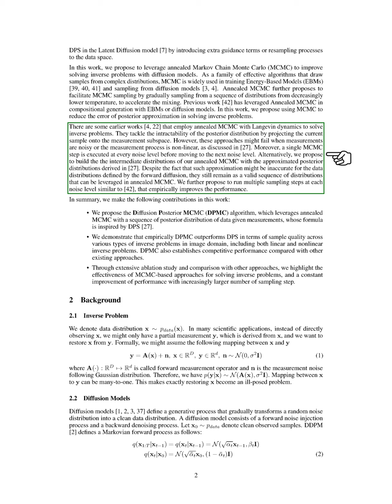Instead of executing a single MCMC step at each noise level, we suggest constructing intermediate distributions based on our approximated posteriors and running multiple sampling steps at each noise level, which has been shown to enhance performance.